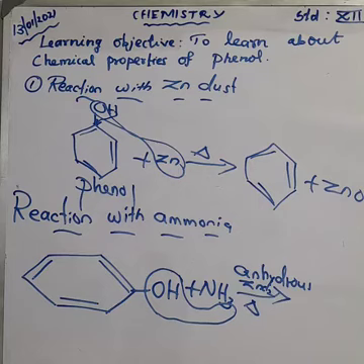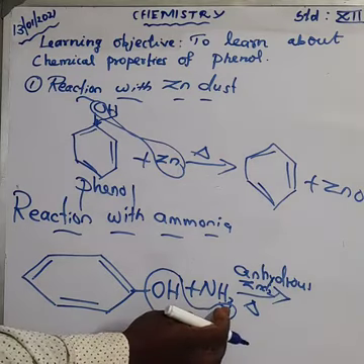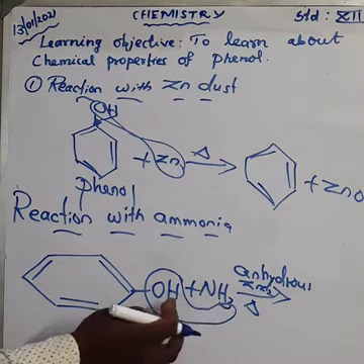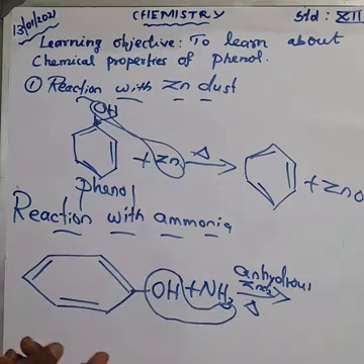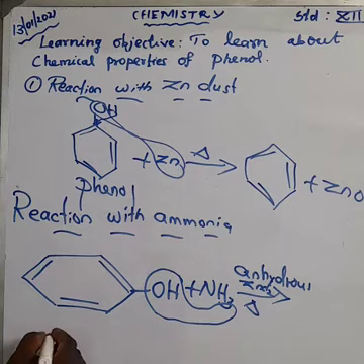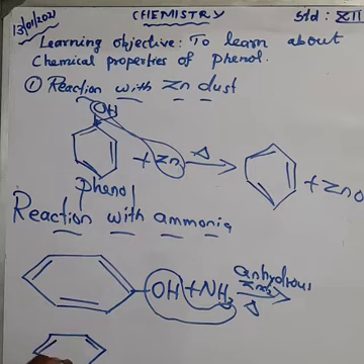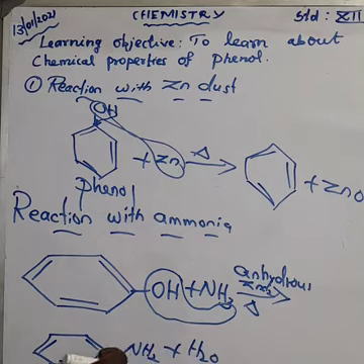NH2. Am I right? So the hydrogen, having one hydrogen, combines with the OH to form water. So the NH3 is converted into NH2. The name of the compound is aniline. Clear?